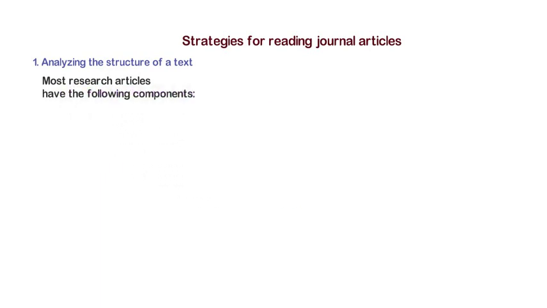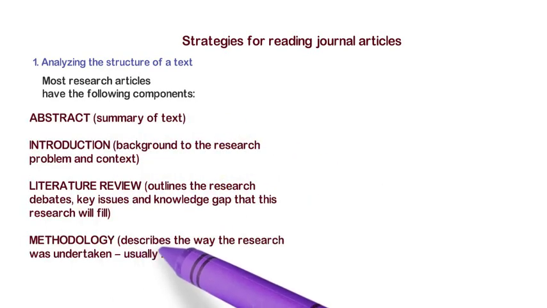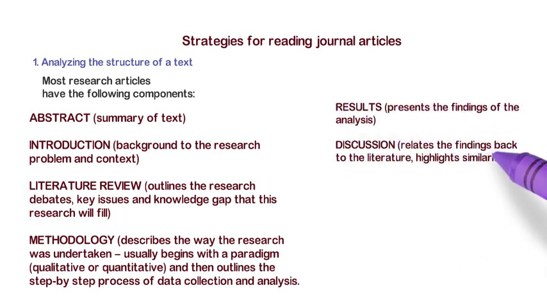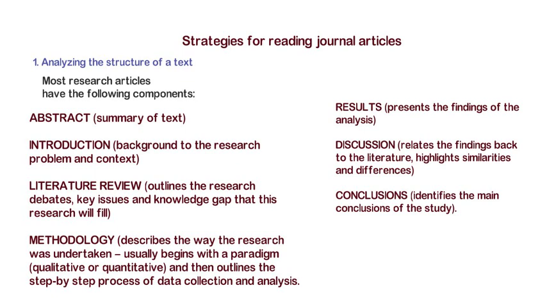So most research articles have the following components: an abstract, which is a summary of the text; an introduction, which includes a background to the research problem and context; the literature review, which outlines the research, key debates, and the knowledge gap that this research will fill; the methodology, the decisions made to conduct research and the step-by-step process of collecting and analyzing the data; the results, where you would find the presentation of findings; the discussion, where the findings are taken back to the literature, and synthesis between the results and the literature has happened; and conclusions, which identifies the main message of the study.